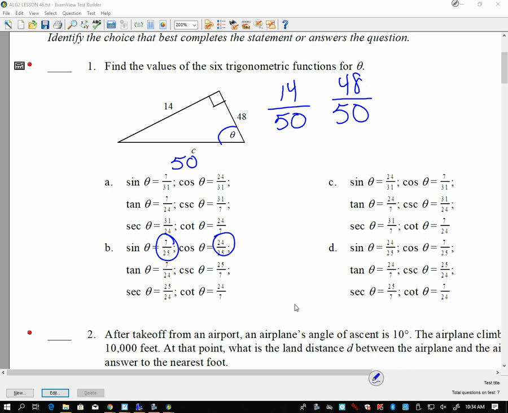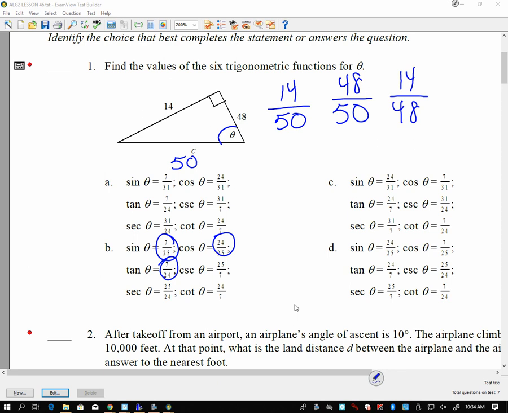What is tangent? Opposite over adjacent. But that's important to get. If we get those mixed up, we're going to be wrong. All right, what is opposite to theta? 14. And what is adjacent to theta? 48. What does that reduce to? 7 over 24. Of course, you could probably look there and see, well, we already know this is right, so reduce it. All right.